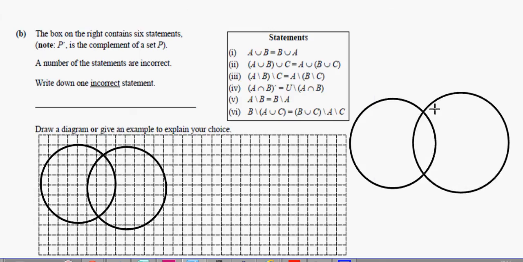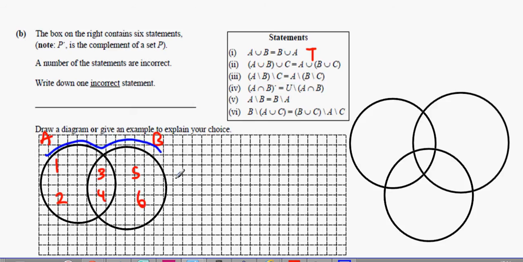So let's start off with A. So this is A union B. It's the same as B union A. This is true because, for example, if I had something like this, A union B is everything in both of them, and B union A is also everything in B and A. So both of them are true.